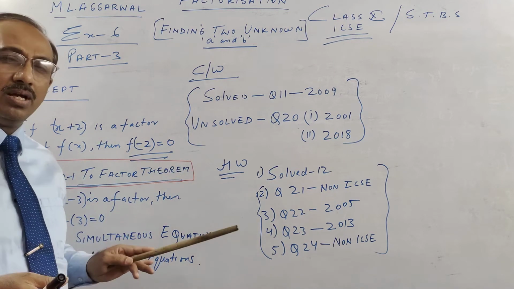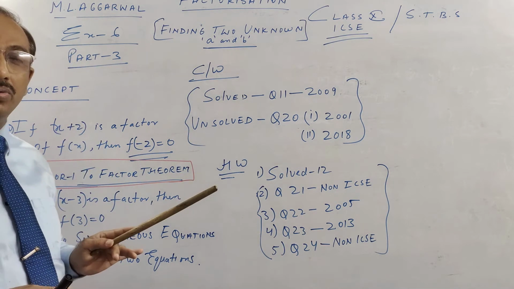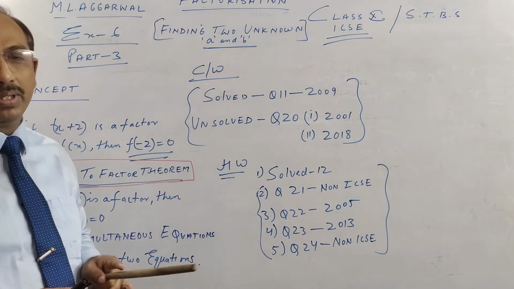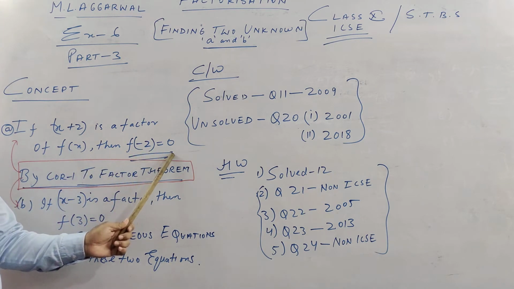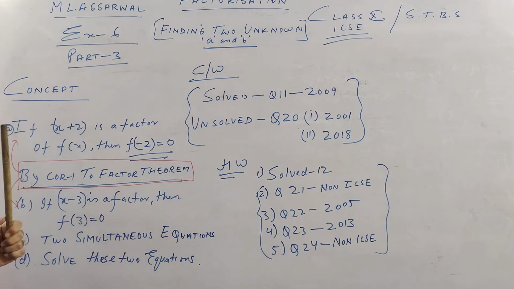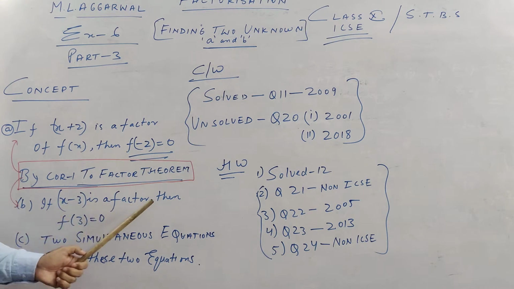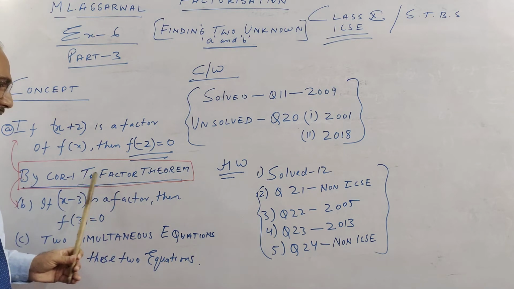If you don't know anything about factorization and cubic equations, please see my part 1 and part 2 nicely, then you will be able to understand this. Okay, so here the concept is: if x plus 2 is a factor of f(x), then f(-2) is 0. So we are doing just the opposite: if f(-2) is 0, then x plus 2 is a factor. Again, just the opposite example: if x minus 3 is a factor, then f(3) is 0. This is by corollary 1 to the factor theorem. You can see the book.